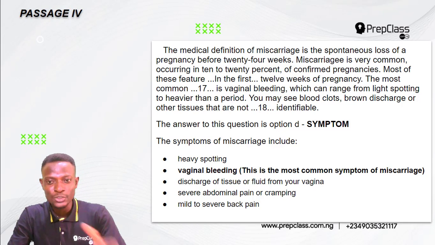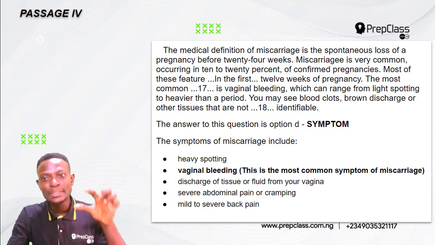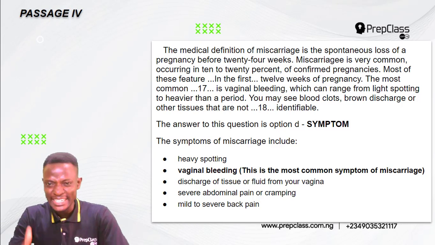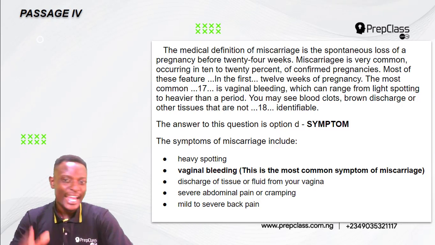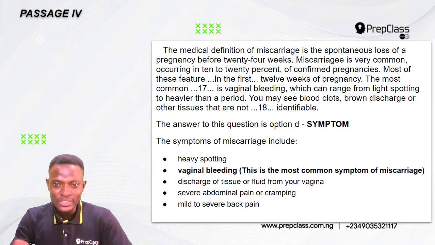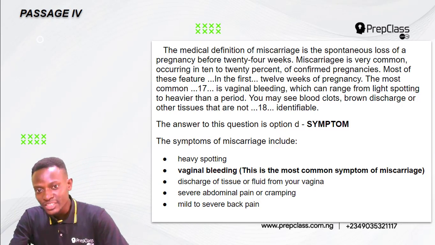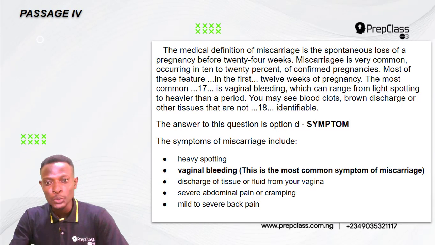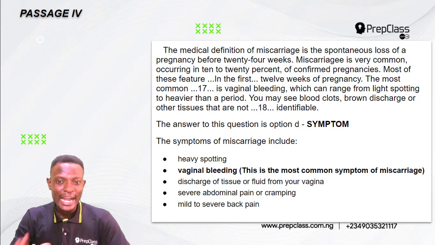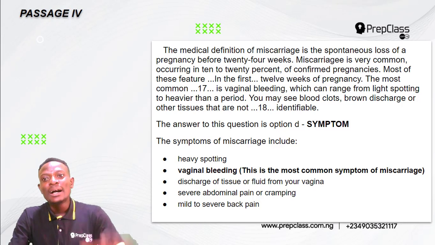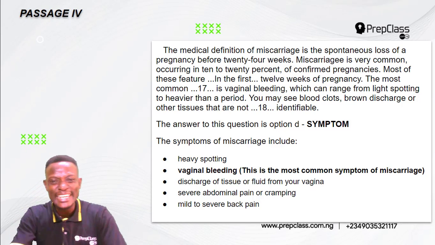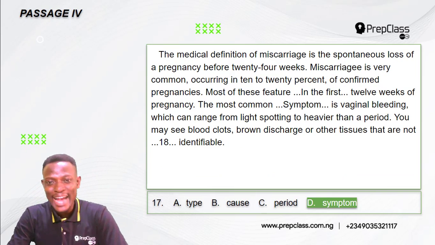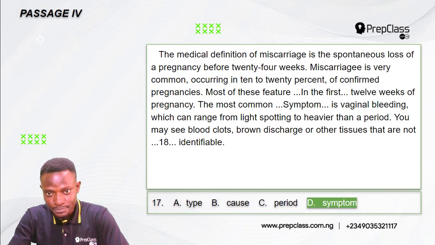Now, the answer to this question is option D, symptom. The most common symptom of miscarriage is vaginal bleeding. The symptoms of miscarriage include heavy spotting, vaginal bleeding, which is the most common symptom of miscarriage, discharge of tissue or fluid from the vagina, severe abdominal pain or cramping, and mild to severe back pain. So, the answer to this question is symptom.